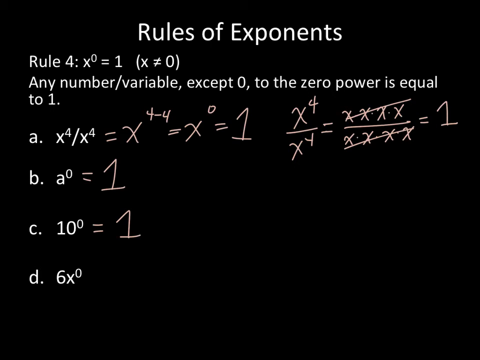6x raised to 0. Remember how we said that the exponent's only for the number it's directly attached to? So this 0 exponent's only for x. 6's exponent is actually 1. So this is essentially 6 times 1, where this is equal to x raised to 0, right? So 6 times 1 is equal to 6. So this is one thing to be careful of. There's most likely going to be a question almost exactly like that in your test.